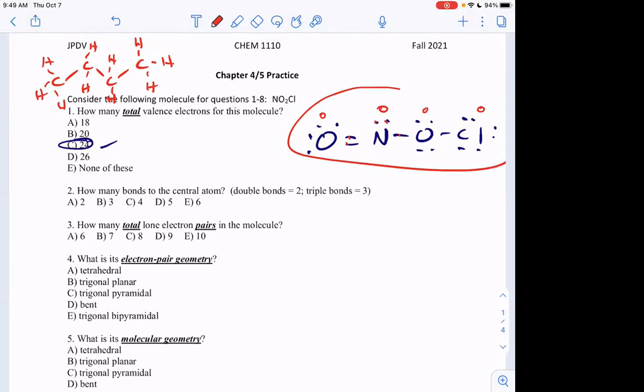What's my central atom going to be? Nitrogen, right? So instead of stringing it out, why don't we throw the oxygens around the nitrogen, right? And then we could throw the chlorine off of that. We can do that. We can still have a double bond, right?